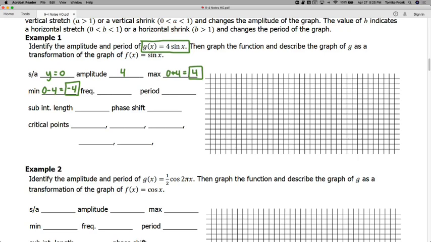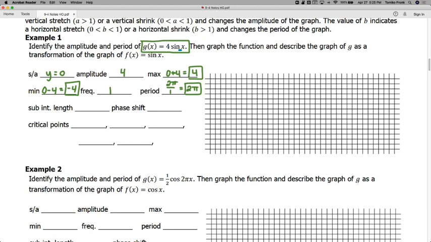Our frequency is the number on the inside in front of x. So the number on the inside in front of x, lucky for us, there is none, it's just 1. And then the period is always 2 pi over the frequency. So in this case, it's just 2 pi. You don't have to worry about showing the work if you guys can do this in your head. We're going to stay in radians.